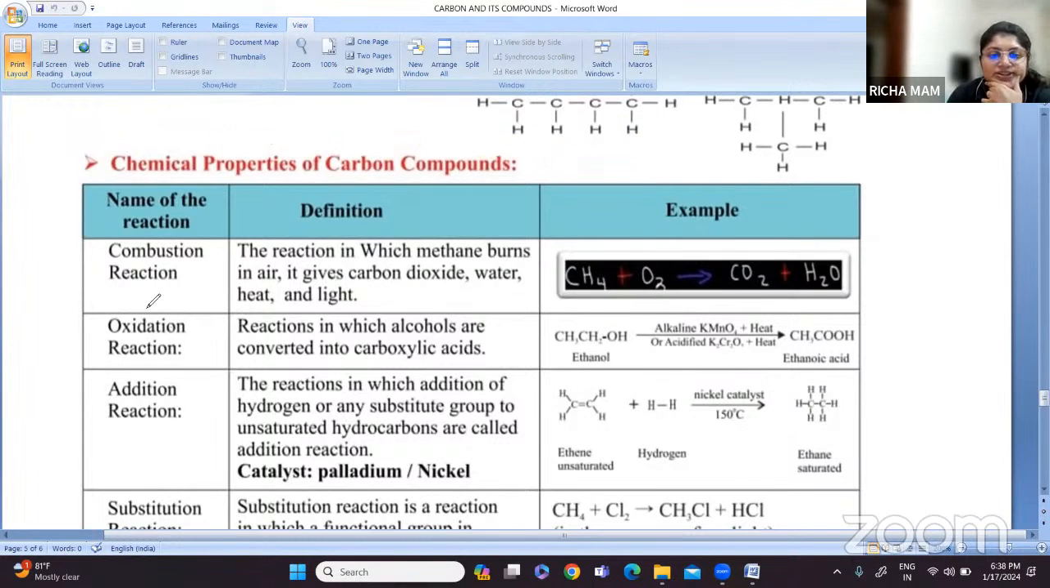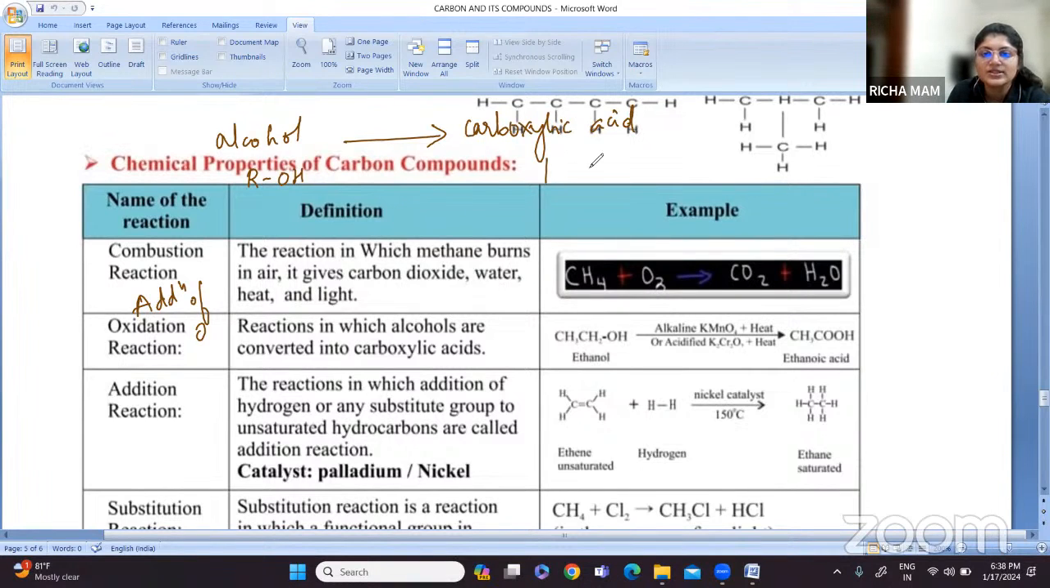We have studied oxidation reaction. Oxidation reaction means addition of oxygen. Whenever alcohols, which are ROH, are converted to carboxylic acid, what is the formula of carboxylic acid? It is RCOOH. You can see here there is one OH, here there are two O. So there is an addition of oxygen.